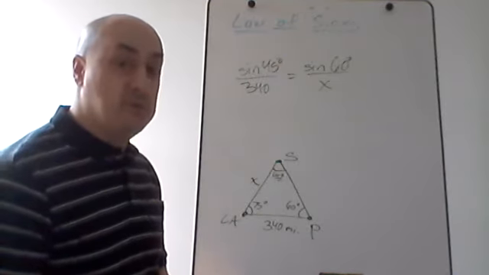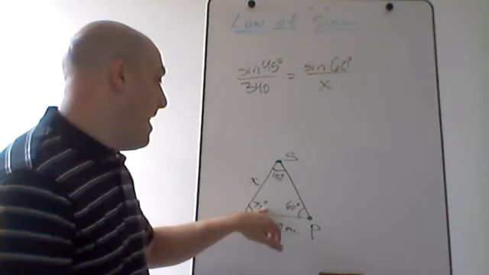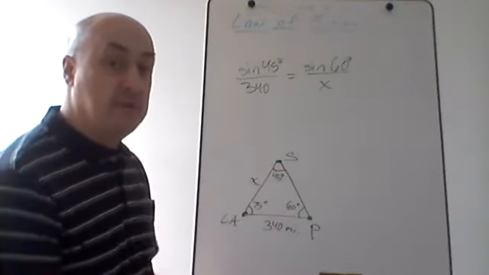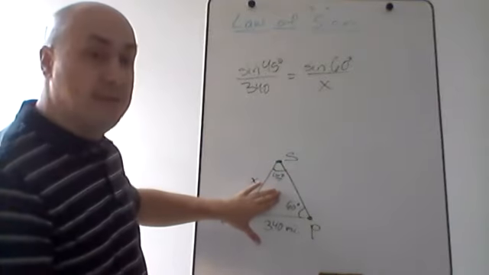The only thing the 75 degrees was useful for in this problem was we had to know that in order to figure out that this angle up here was going to be 45 degrees. But once we set up the law of sines, we don't need that 75 anymore.